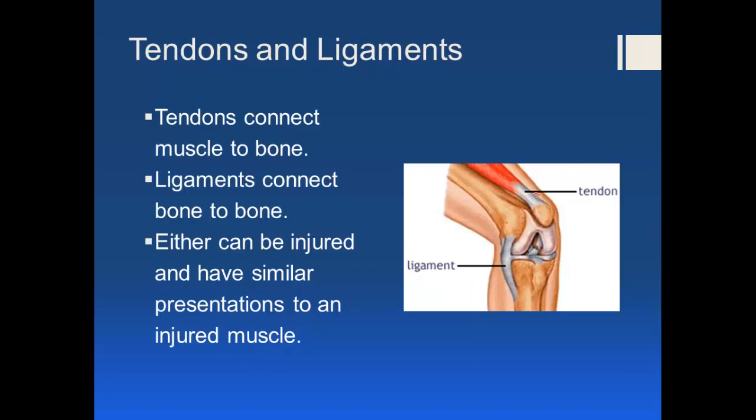As I mentioned before, tendons are the connective tissue that connect muscle to bone. Right there. Ligaments, however, connect bone to bone and they help support joints. They have similar presentations when they're injured to an injured muscle, but you may find the pain tends to be more in the joint or near the joint, but it's hard for us to tell.